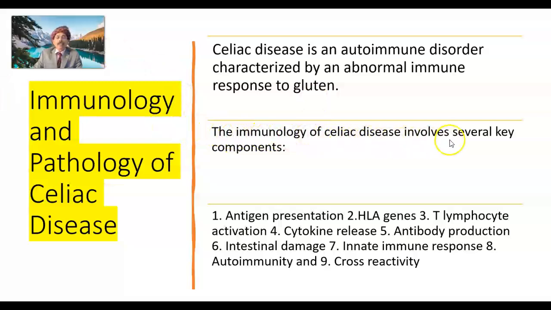The immunology of celiac disease involves several key components: antigen presentation, HLA genes, T lymphocyte activation, cytokine release, antibody production by the B lymphocyte, intestinal damage, and innate immune response. Not only T and B lymphocytes, but also intraepithelial lymphocytes take part in the inflammatory process, autoimmunity and cross-reactivity. Multiple tissues may be damaged due to celiac disease.